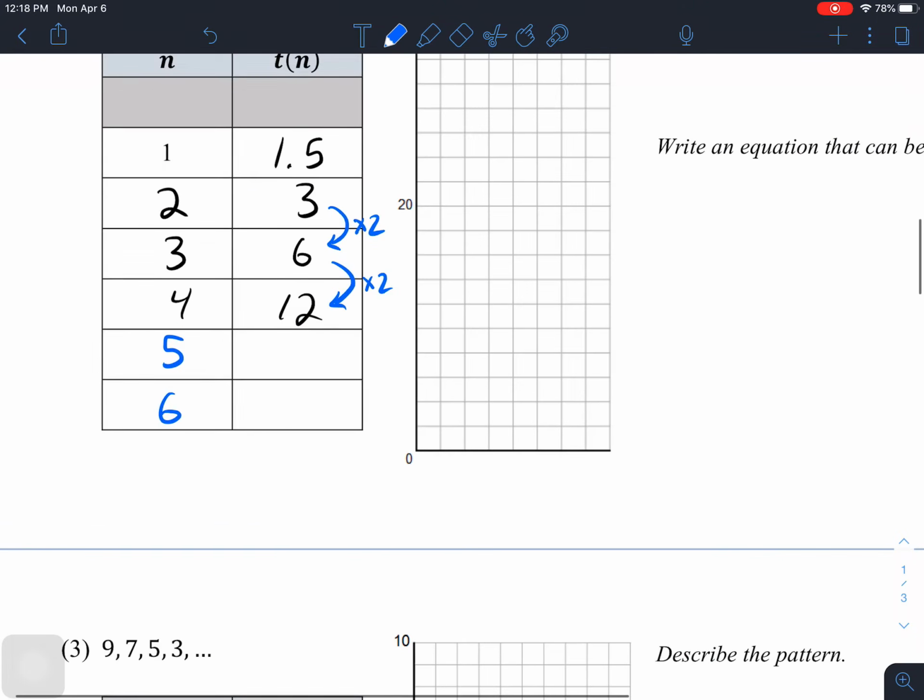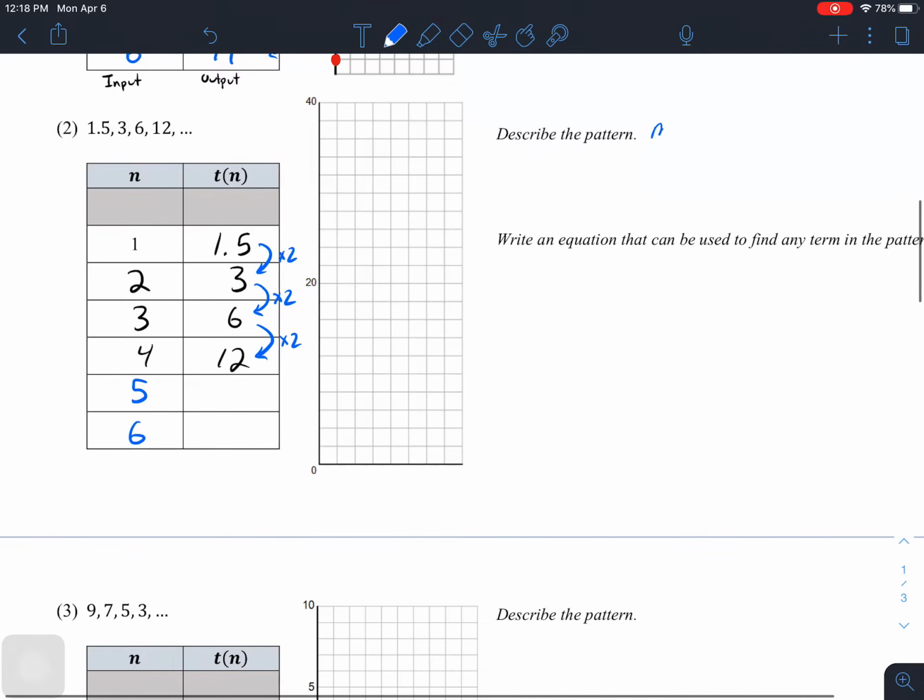That's a little bit easy to see. Let's check the other ones. If I look at 1.5 times 2, I do get 3. So that looks like that might be my pattern. I'm multiplying by 2. And so the 5th term should be 24, the 6th term should be 48. Perfect. So let's graph them.